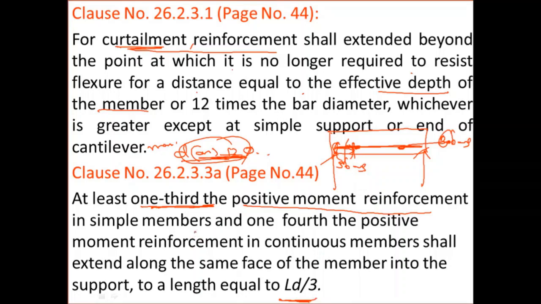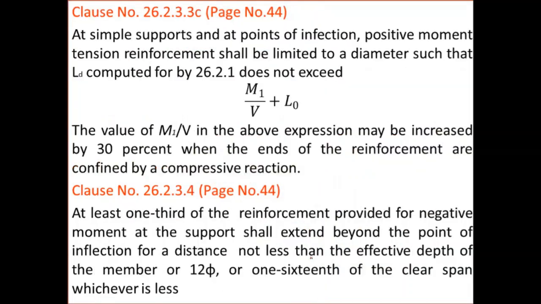And if it is a continuous beam, at least 1/4 of the bars has to be extended into the support, that is to the length of LD by 3. So listen to this carefully. If it is a simply supported beam, 1/3 of the total bars. If it is a continuous beam, 1/4 of the total bars has to be extended into the support, minimum to the length of how much? LD by 3.